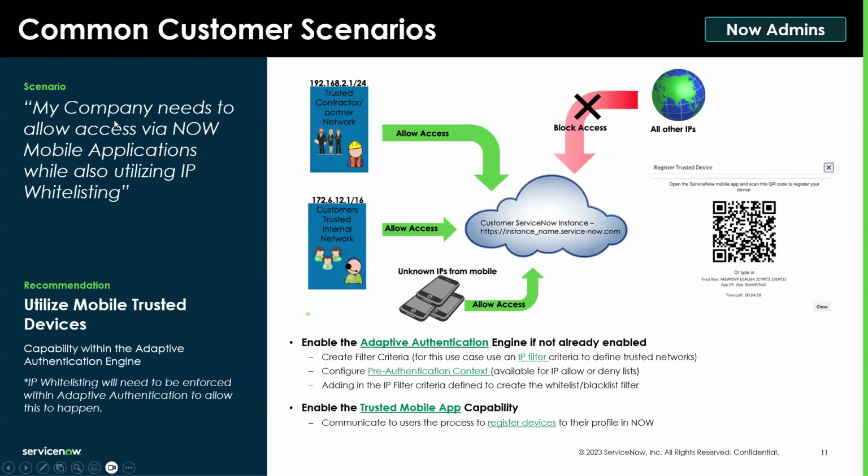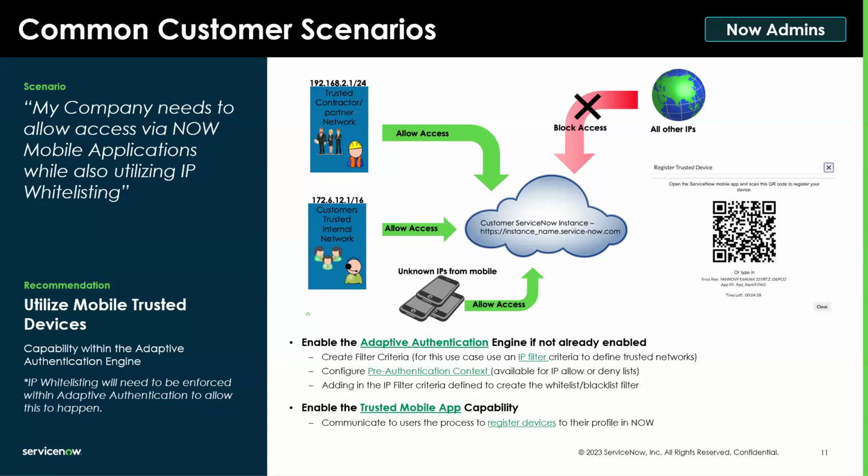Here's one. My company needs to allow access via Now mobile applications while also utilizing that same IP whitelisting. How can we help with that? Yeah, and this is a great question, John. We used to get this a lot more in the past when we didn't have this capability, where customers wanted to restrict their user access population, where they were coming from, to just reduce the noise, but they wanted to use mobile. They wanted to leverage the capabilities of the platform, and it was a real problem because mobile devices couldn't be sent through standard proxies.